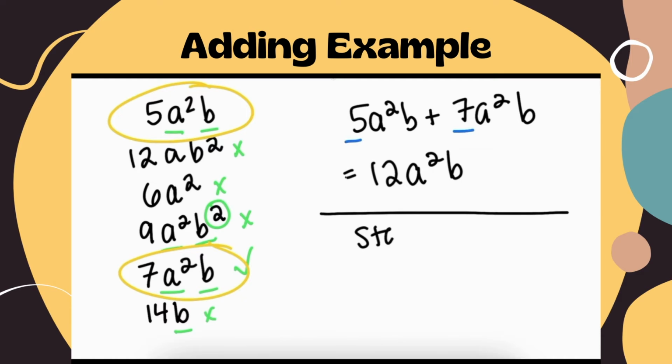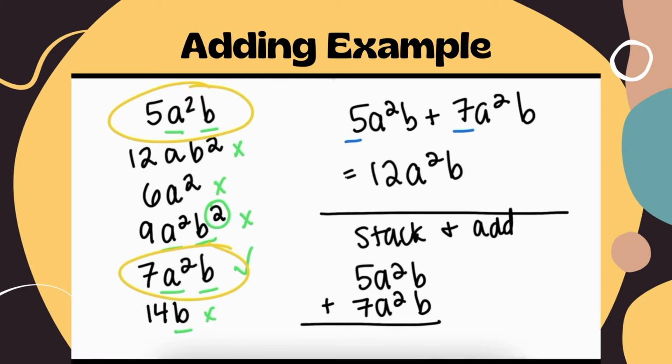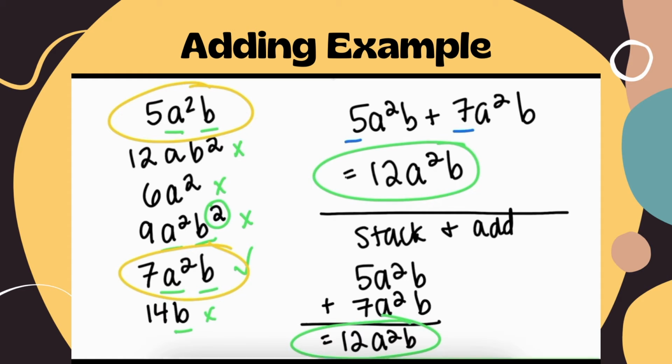You might want to go old school, back to how we learned how to add in elementary school, by doing stack and add. It's the same idea, 5a squared b plus 7a squared b, but you might see the 5 plus 7 a little bit easier and you just bring down those variables. But either way, if you're getting 12a squared b, you got it right. So again, adding like terms, you just need to find your like terms, right? Same variables, same exponents, and then just combine those coefficients. And that's all there is to adding like terms.